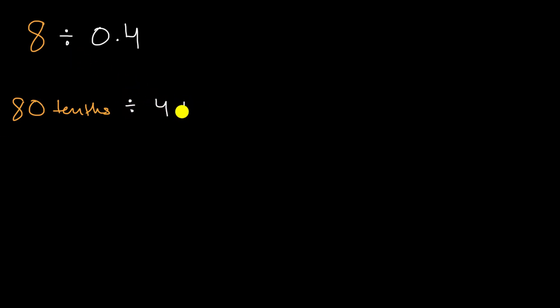So divided by 4/10ths. So if I have 80 tenths, and if I want to divide it into equal groups of 4/10ths, how many equal groups am I going to have? Well, I am going to have 20 equal groups of 4/10ths. That would make up 80 tenths. 80 divided by 4 is 20. So 8 divided by 4/10ths is equal to 20.